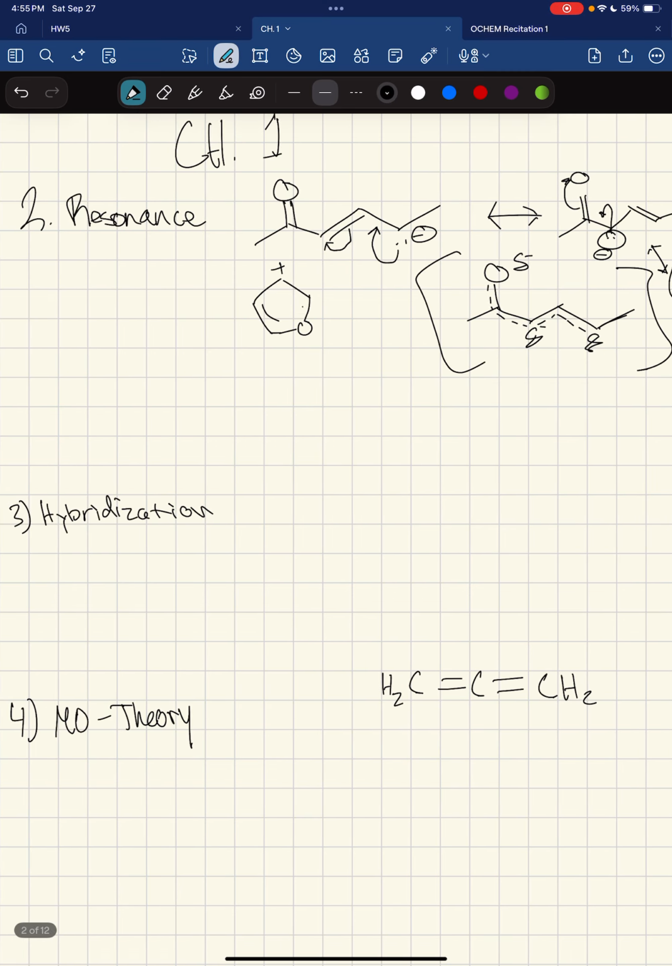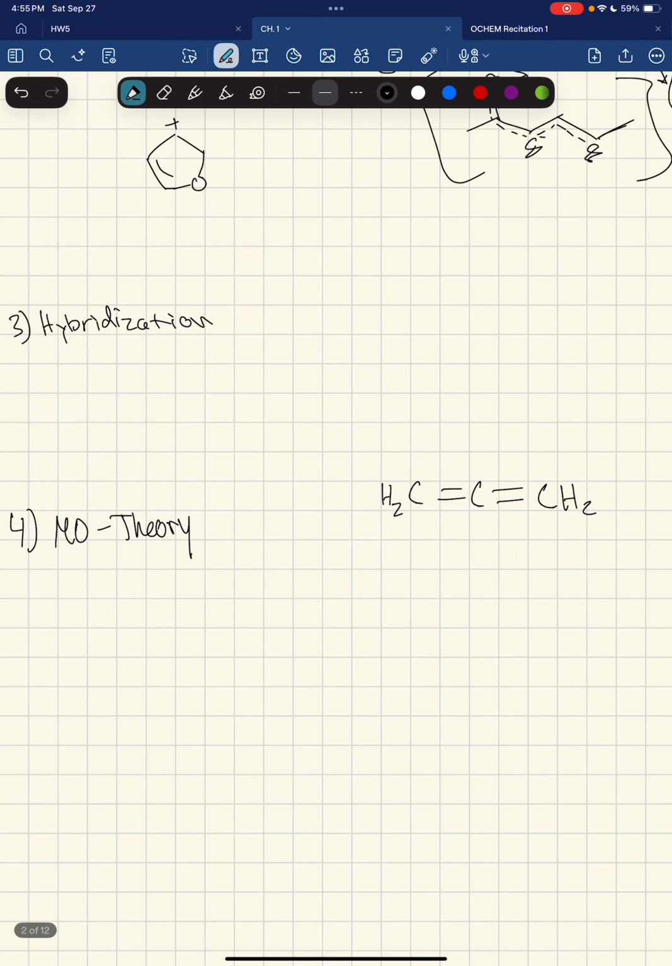I was going to do this one, but it's the same process as with this. If you want to practice, you can pause it right here. I'm not actually going to work through it though, so it might not be that helpful.